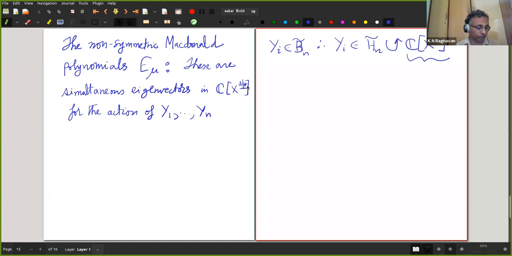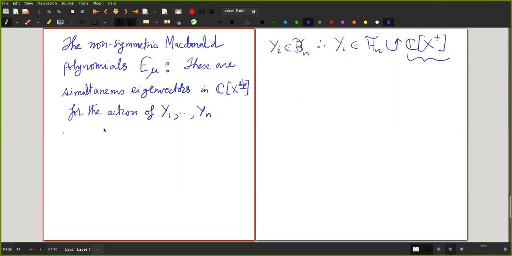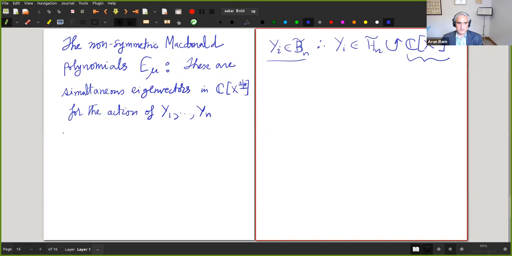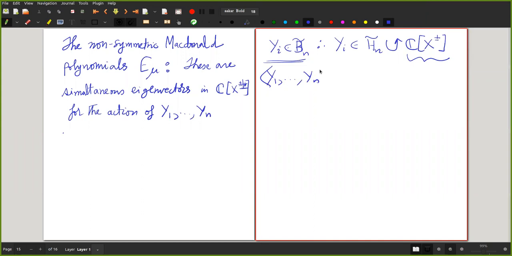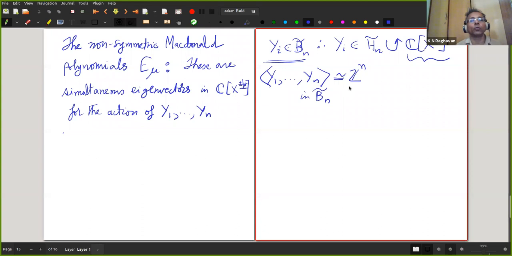And they commute as well, pairwise? Yeah, they commute. That is true even here, y1 through yn. That's right. The subgroup generated by that is Z power n. I just wanted to say it because you said the word simultaneous. That's right. Thank you, Apurva. That's relevant. They commute and they're semi-simple. So they are simultaneous eigenvectors.